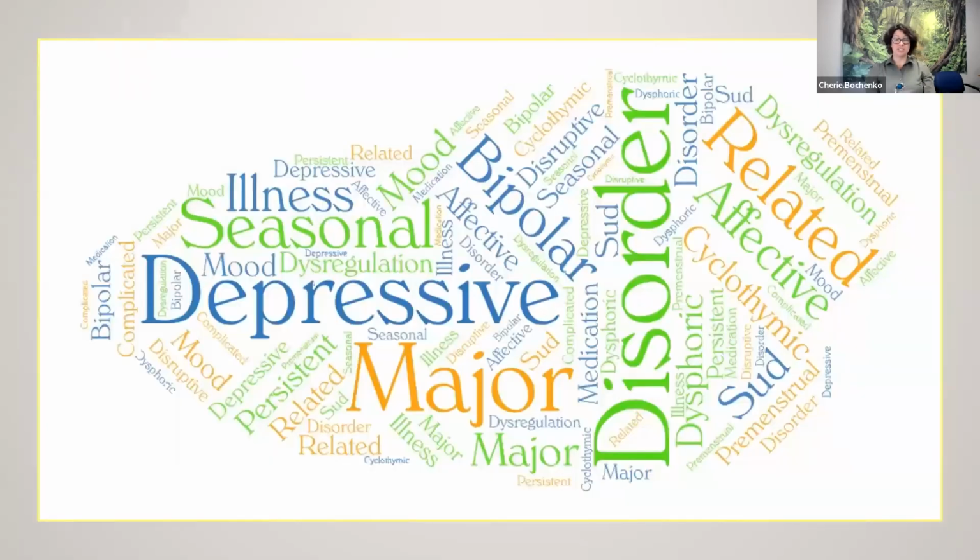This word cloud is just, I took all of the mood disorders and I put it in there. And so it's a lot for one presentation. So I'm just going to choose the highlights. We've seen major depression, bipolar disorder, seasonal affective disorder, cyclothymic disorder, premenstrual dysphoric disorder, persistent depressive disorder, also called dysthymia, disruptive mood dysregulation disorder, depression related to an illness, and depression related to substance use. And that can be overwhelming.